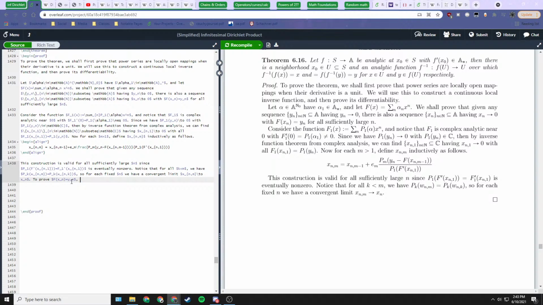Okay, so to prove F of x sub n equals y sub n, suppose that the norm of F at x sub n minus y sub n is greater than or equal to k. Take some k in the naturals and suppose that this is greater than or equal to k, which is trivially true when k equals 1. Actually, we'll do it by induction.